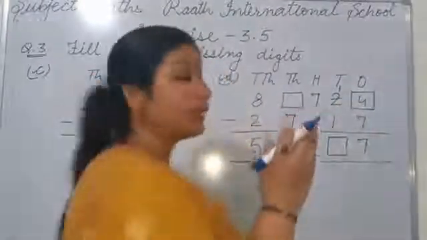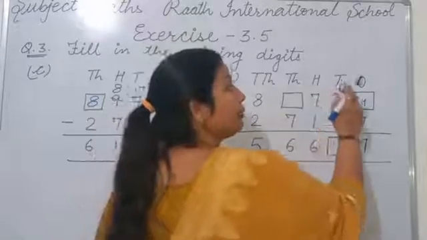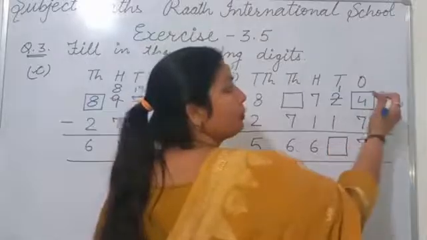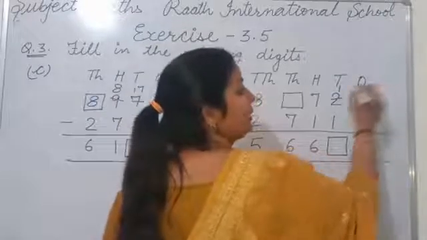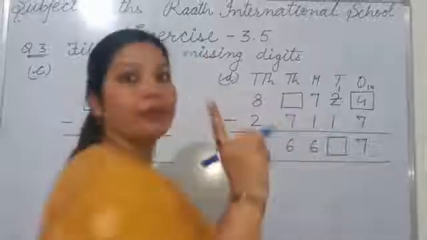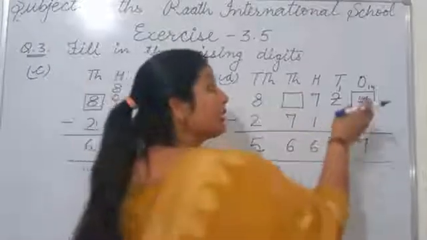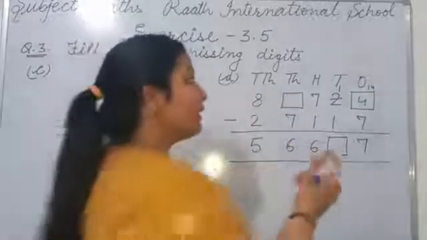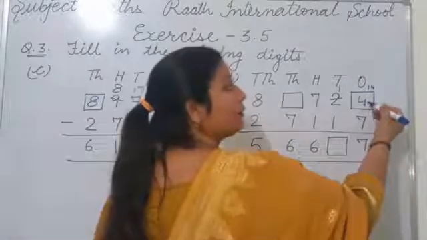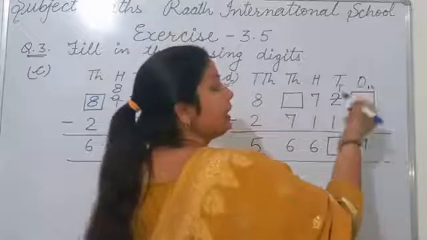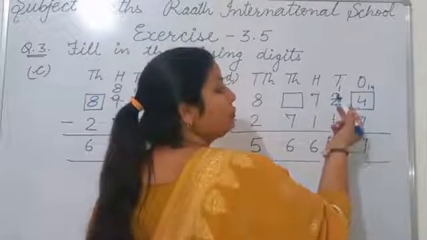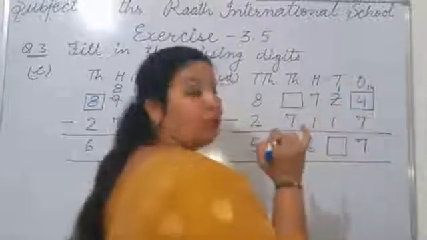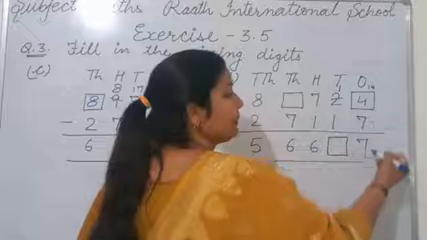And it becomes 14 when we take one borrowing from the tens column. In tens we have 2, so when we take one borrowing here, the tens column will be 1, and this 4 becomes 14. We require 14 here, but we can't write 14, we can write 4. Okay, so now 14 minus 7 is 7.